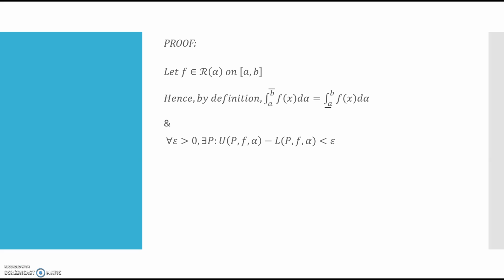So since the function is integrable, we know that the upper integral and the lower integral of that function will be equal by definition. We also know that for all epsilon greater than 0, there must exist a partition such that the upper sum minus the lower sum of that function will be less than epsilon.